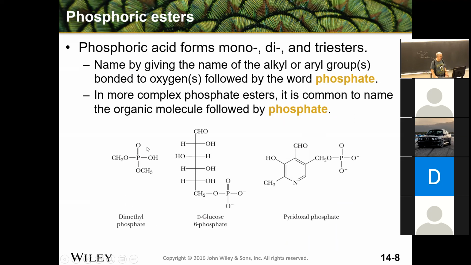Okay, so this is dimethyl phosphate. We take phosphoric acid, we replace two of the hydrogens with methyl groups. That's where we get the dimethyl. And this last bullet point, here we have two examples. This is glucose, and this would be D-glucose 6-phosphate. And then this is pyridoxine, so this is pyridoxal phosphate.